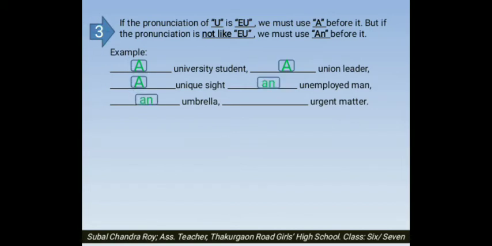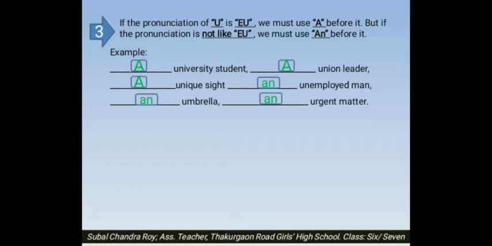And next, an umbrella. Here "u" is not like "yu". Here "u" is used as "uh". So we have to use an umbrella. An urgent matter. An urgent matter. I hope you understand these rules and examples very much. So let's go to the next rule.